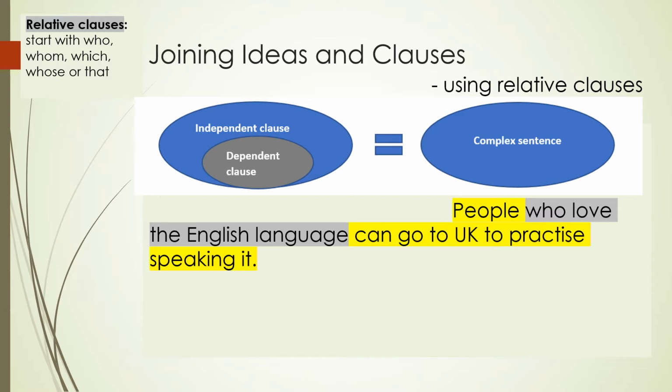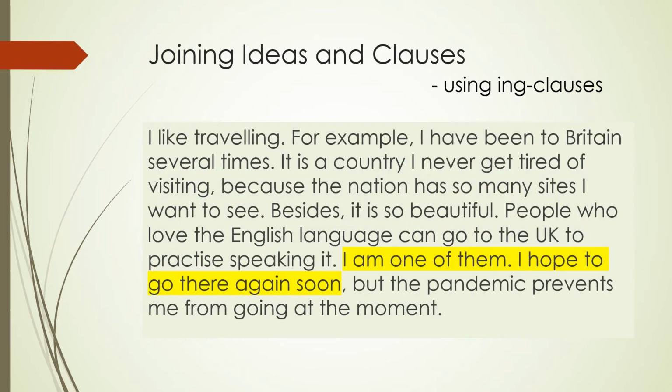In this case, the dependent clause, the relative clause, is placed inside the independent clause. And together they form a complex sentence. Let's see how we can use -ing clauses to vary the language more.